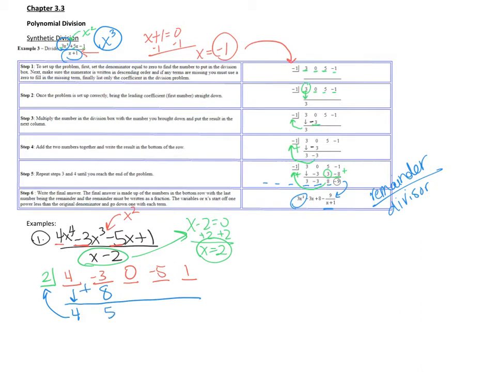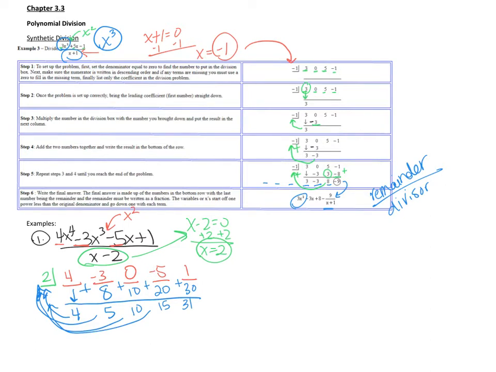I start over. 5 times 2 is going to give me 10. Add that to 0, I get 10. 10 times 2 is going to give me 20. Add that to a negative 5 gives me 15. 15 times 2 is going to give me 30. Add that to a 1, I get a 31.